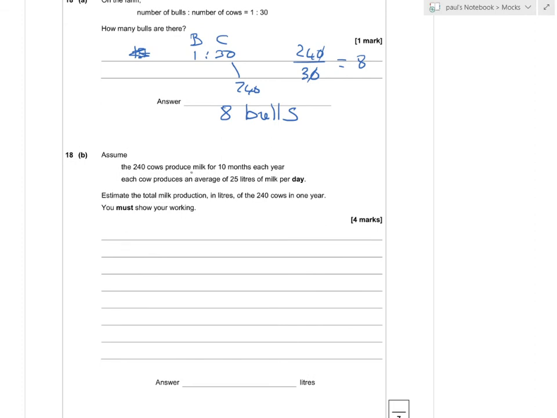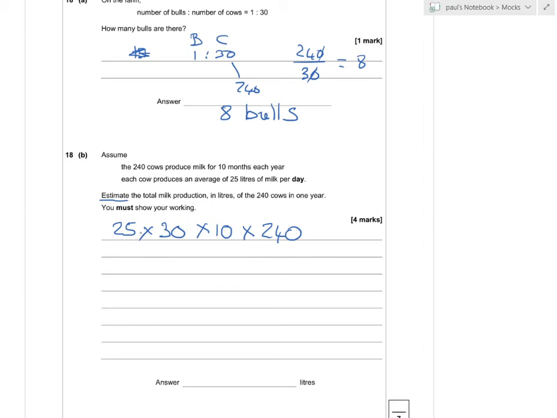Assume the 240 cows produce milk for 10 months of the year. Each cow produces 25 litres of milk a day. Estimate the total production in litres of the 240 cows per year. Estimate, I like that word. So 25 litres a day, so 25 times 30 days, which is a month, times 10 months, times 240. That's some estimate, isn't it?